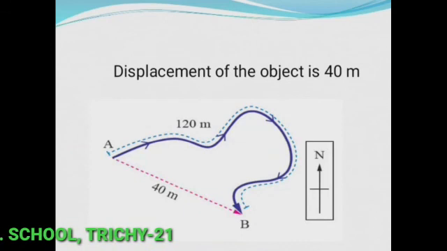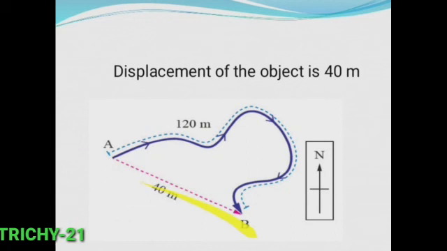Then we represent the displacement by using positive and negative sign. So it depends on the direction. So from A to B we use positive sign. From B to A we use negative sign.